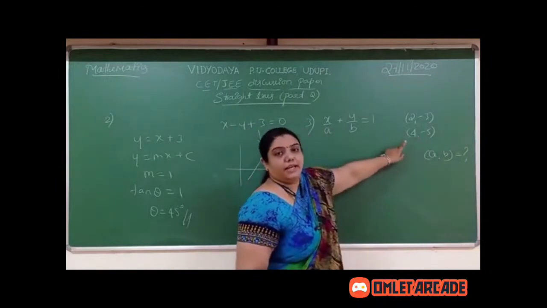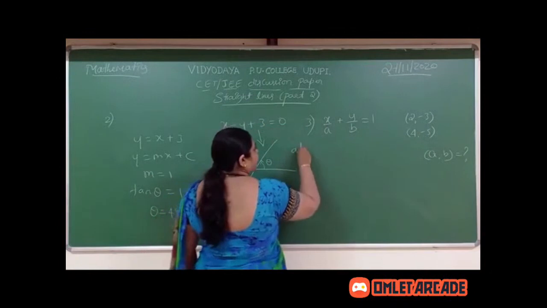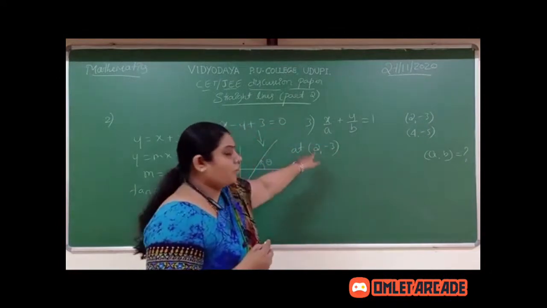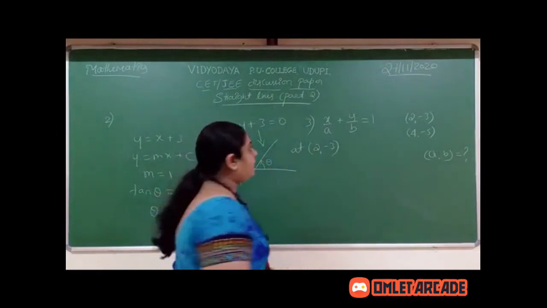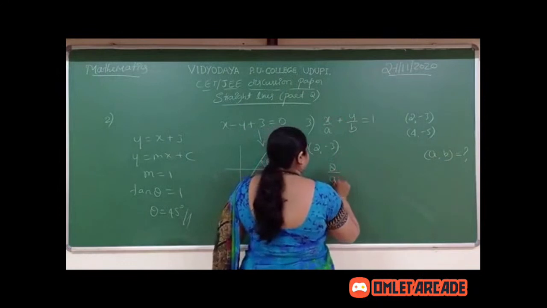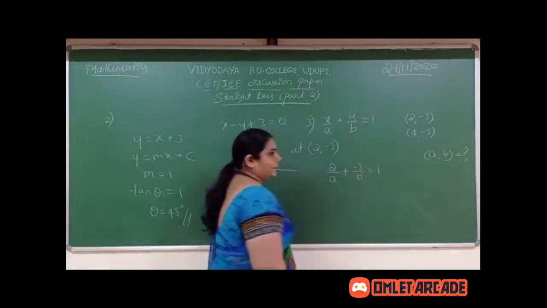Similarly, one more point we have, we can write the equation in two ways. See, the first is at point 2 comma minus 3. Because the line is passing through this point, it should satisfy the equation of the line. Can I write the equation as, in place of x, substitute 2 by a plus y is minus 3 by b is equal to 1.